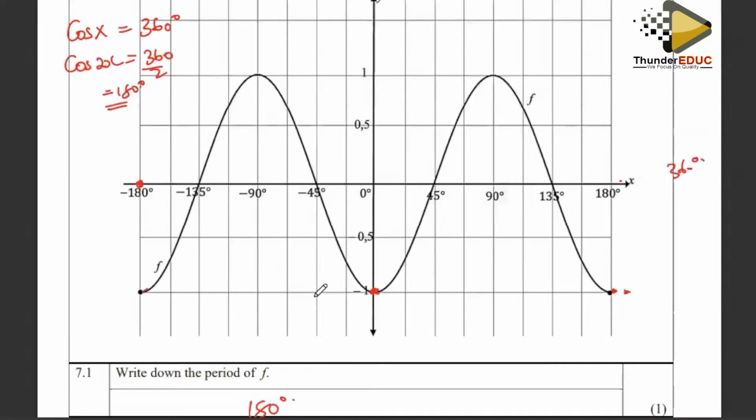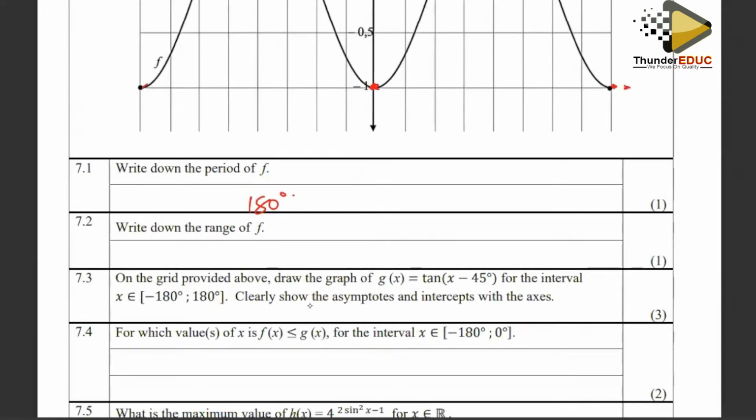Then they want the range. Range is basically y values. We have -1 and +1. So we're going to say -1 is less than or equal to y, less than or equal to 1. Alternatively, y is an element of, you use the square brackets, -1 and 1, because they are inclusive.